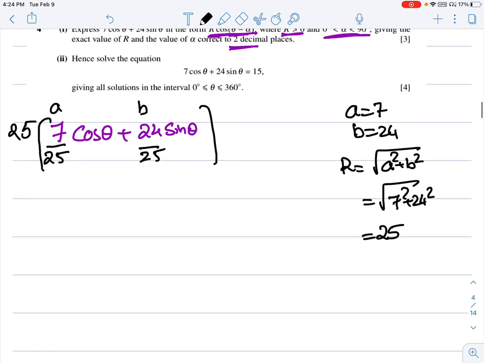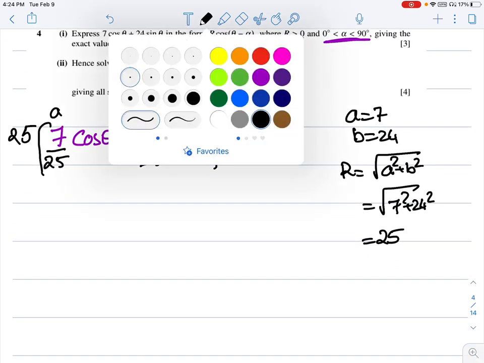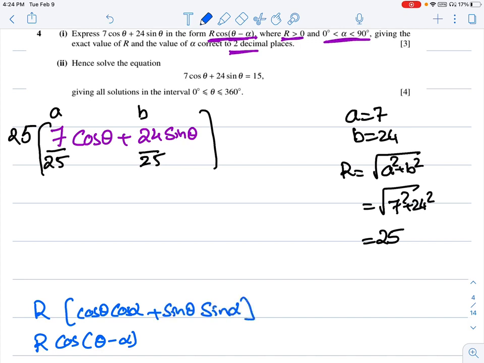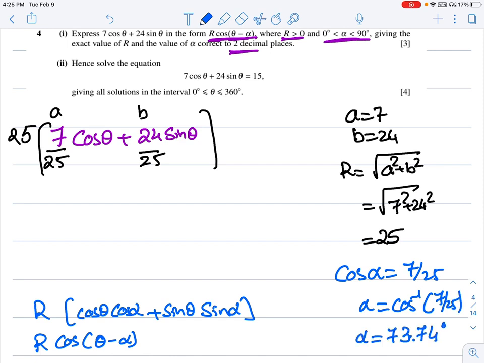Once I multiply and divide by 25, in the question it is being asked to write in the form R cos(theta minus alpha), which means R cos theta cos alpha plus sin theta sin alpha. So cos theta has to be associated with cos alpha, and sin theta with sin alpha. So I make cos alpha equal to 7 upon 25. So alpha is equal to cos inverse of 7 upon 25. When I do it by calculator, I get 73.74 degrees, to 2 decimal places.